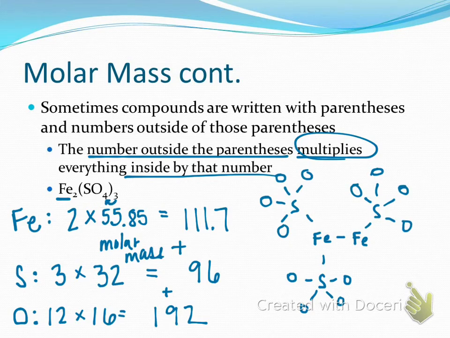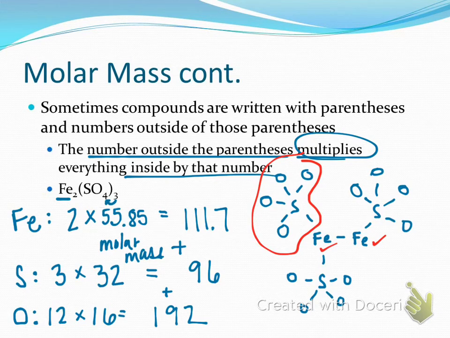This is what this molecule looks like, okay? I drew it out in 2 dimensions so we can see what it looks like. I've got 2 irons, 1, 2, right? And then here's this sulfate molecule, SO4. You don't have to be able to draw this out. I'm just showing you how it works, okay?